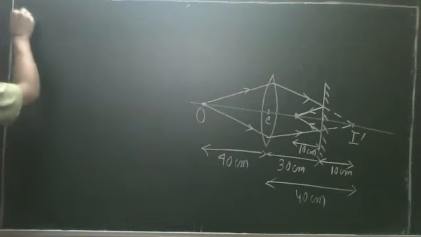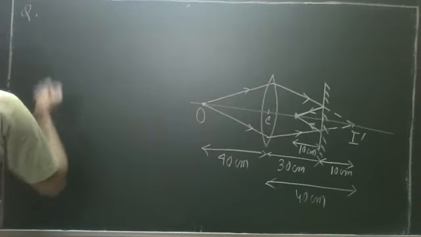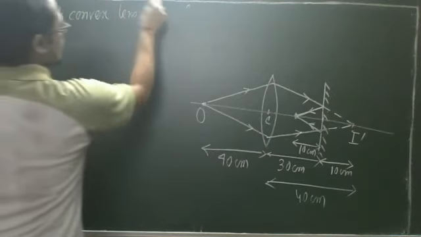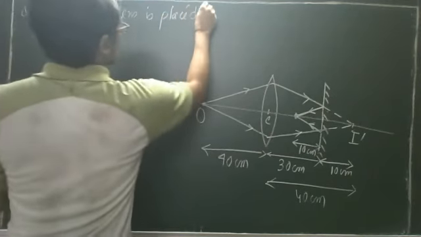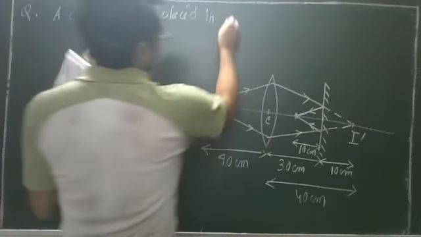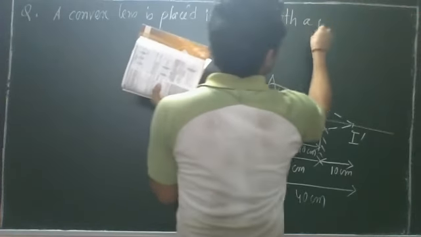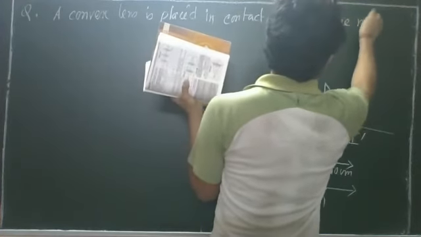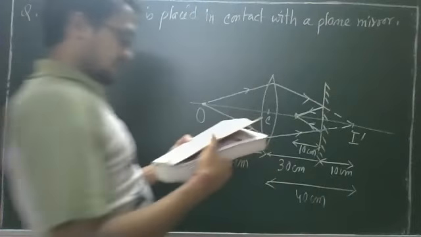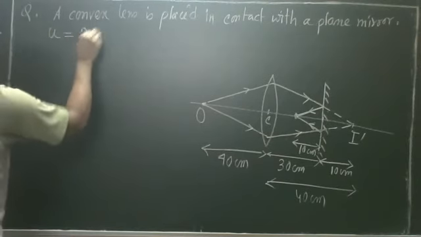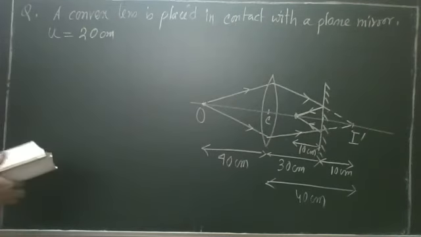Second type, that is a convex lens is placed in contact with the plane mirror. An axial point object at a distance 20 centimeter from this combination. So object distance is given 20 centimeter in front of this combination.